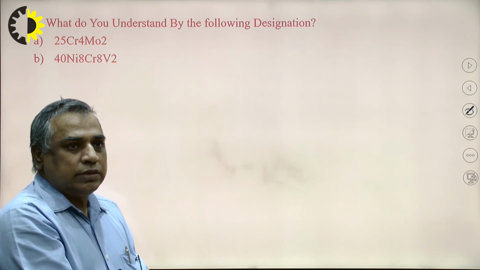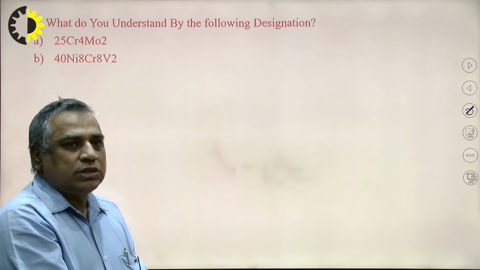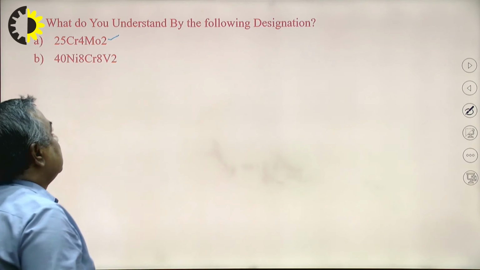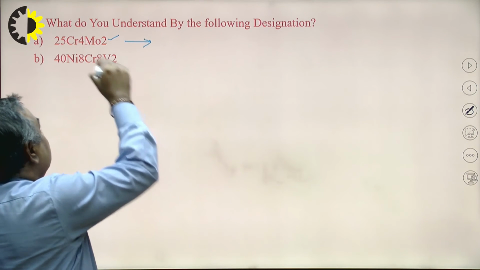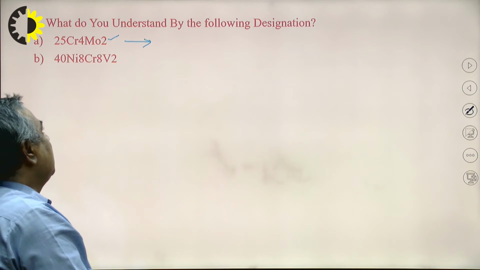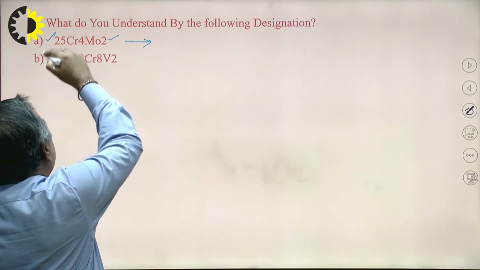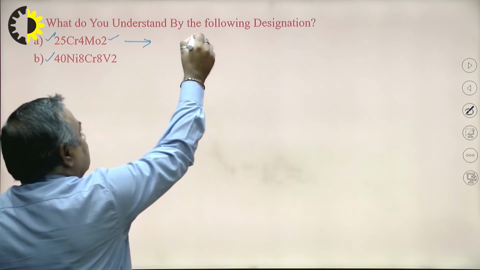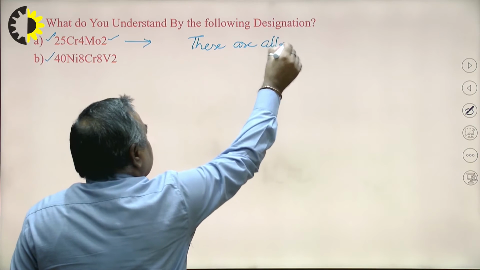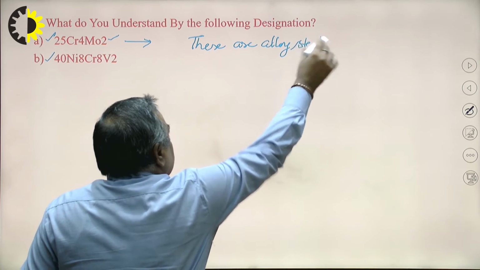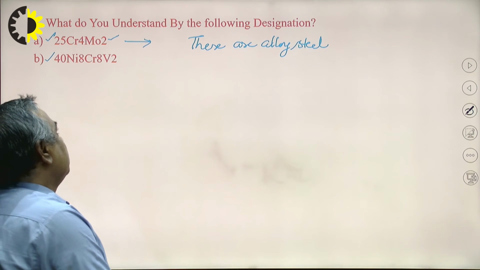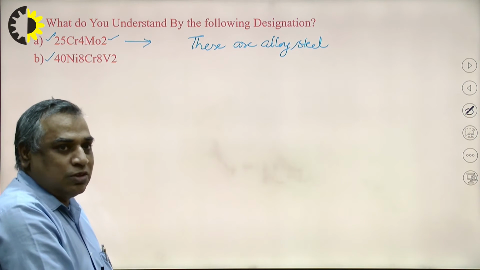Then another example is, what do you understand by this 25CrMo2? So if I take, there is no capital C, there is no symbol for the carbon. So in fact A and B both are alloy steels. I am not predicting here what percentage is there.